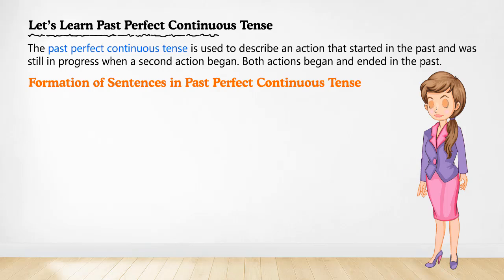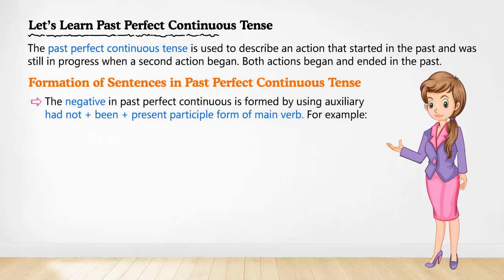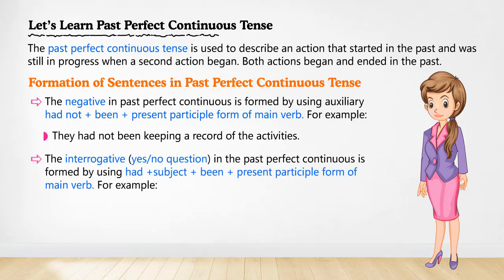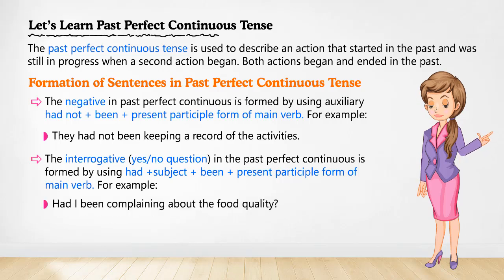Formation of sentences in past perfect continuous tense. The negative in past perfect continuous is formed by using auxiliary had not plus been plus present participle form of main verb. For example, they had not been keeping a record of the activities. The interrogative yes, no question in the past perfect continuous is formed by using had plus subject plus been plus present participle form of main verb. For example, had I been complaining about the food quality?